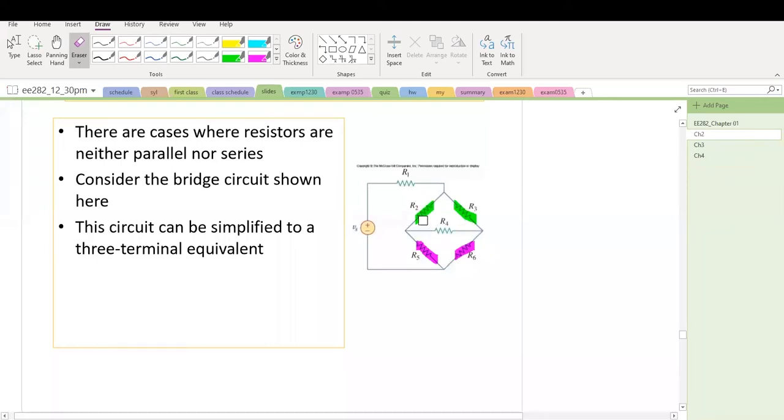In this circuit, R2, R3, and R4 are not in parallel, and they are not in series. The same thing goes for these three resistors, R5, R6, and R4. They are not in parallel, and they are not in series connection either. How do we deal with a connection like this? Is there any way we can turn this connection into a simpler form?